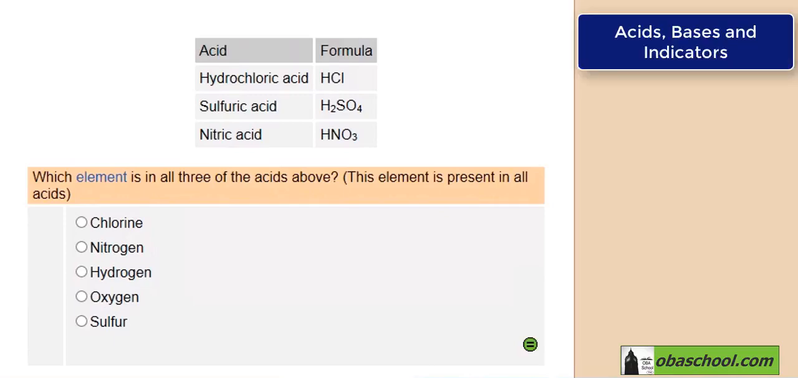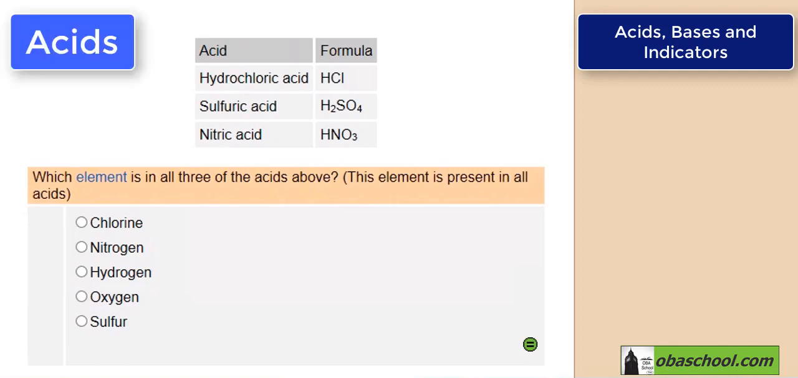In this lesson, we are going to explore acids, bases, and their indicators. This means that when you look at a formula of an acid or a formula of a base, what makes you directly deduce that this is an acid or this is a base?